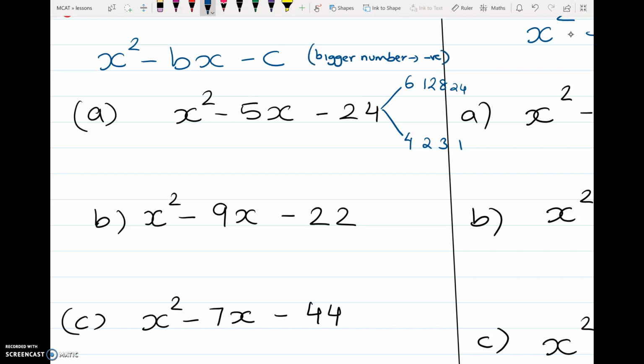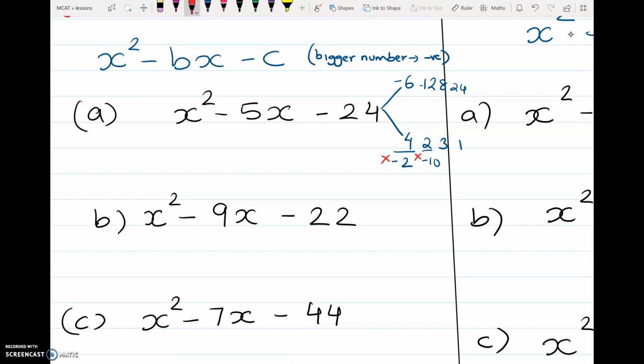So if I go 6, so let's do negative 6 plus 4, it gives me negative 2. So the first one does not work. Let's do the second one. Negative 12 plus 2 will give me negative 10. That does not work. Let's look at 8 and 3.